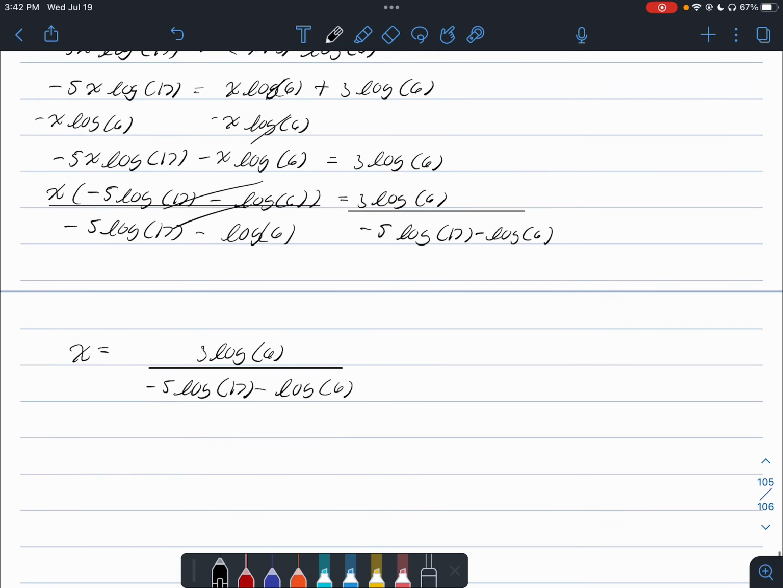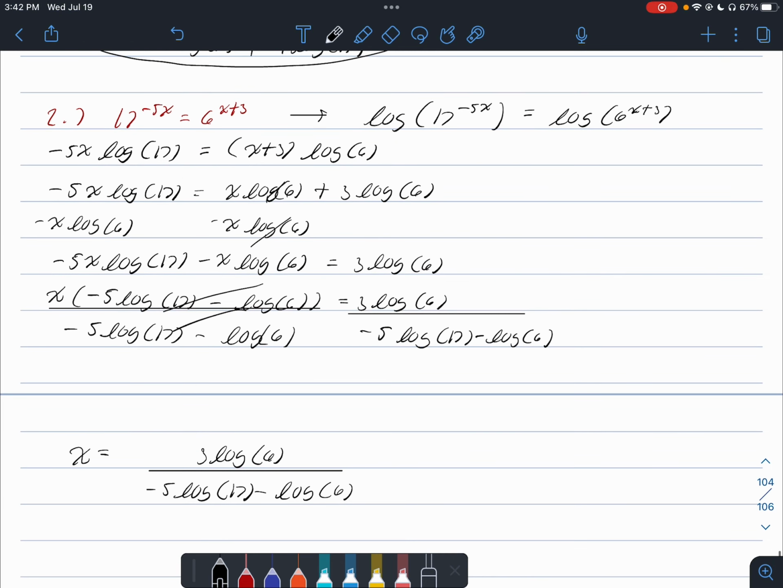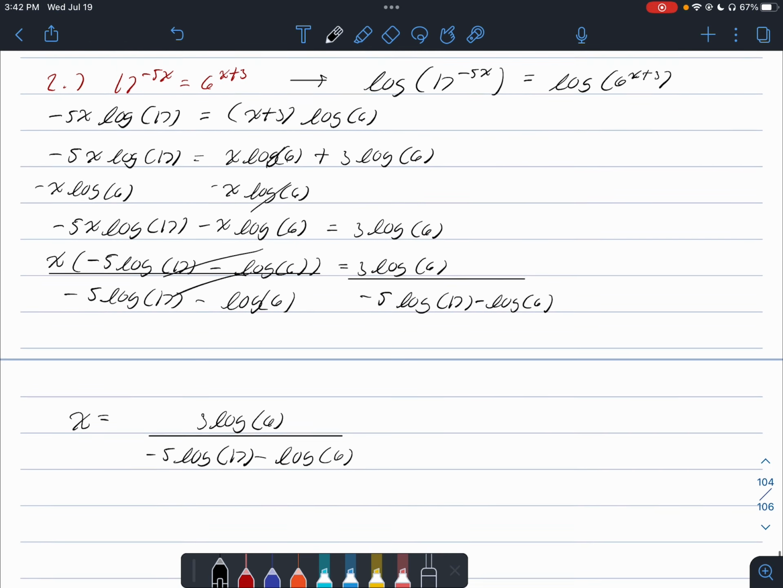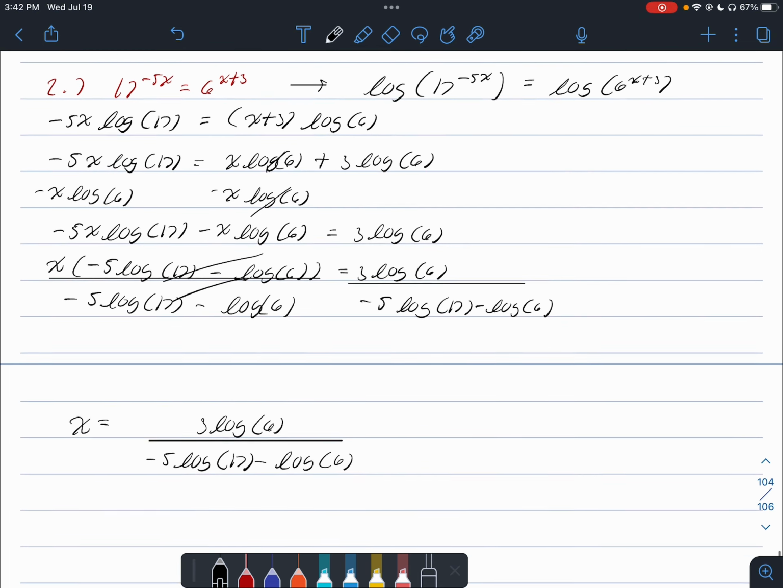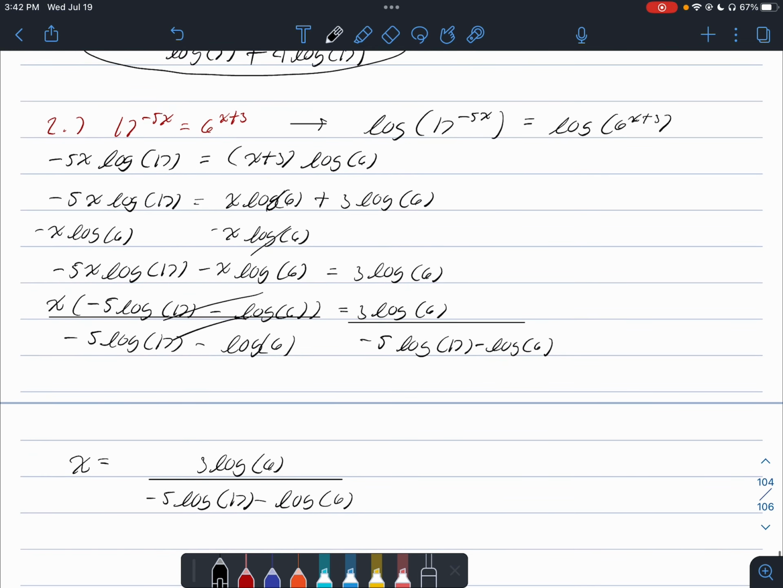So there you go. These are a little bit tedious. They take a little bit of time to write out, but this is a very good way to find the exact value of x. And you can plug this into a calculator and find the value of x here. It's probably going to be some irrational number, or at least some mess of a number. However, this is a good way to find the exact value.